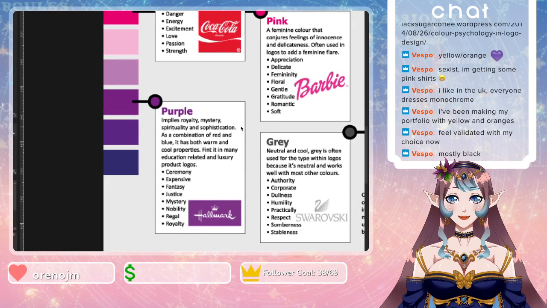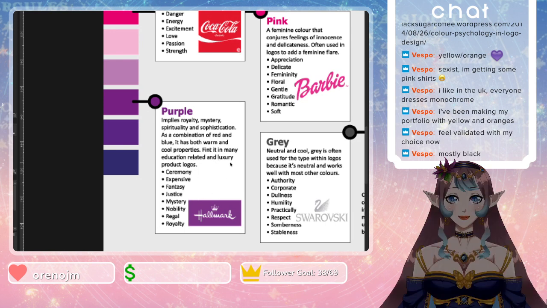So purple implies royalty, mystery, spirituality, and sophistication. It's a combination of red and blue. It has both warm and cool properties. You can find it in many education-related and luxury product logos. It's like Hallmark.